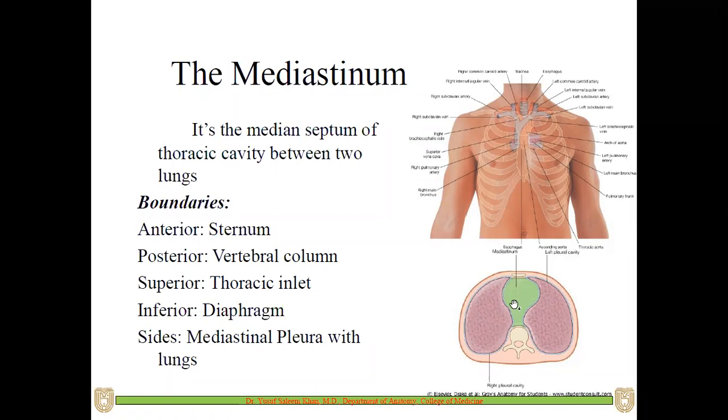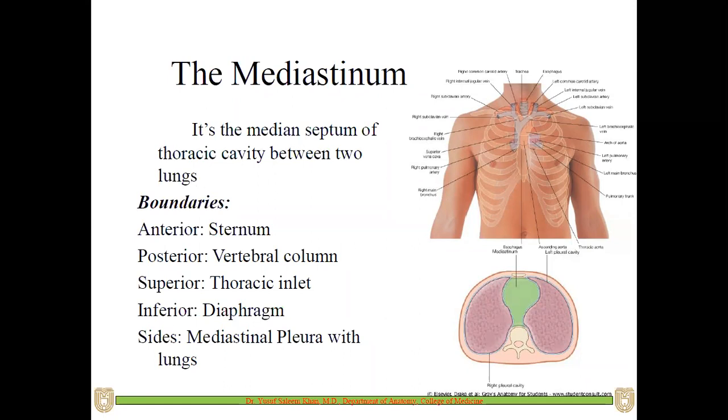So it means it is a middle septum-like structure of the thoracic cavity, because it is present in the thoracic region between the two lungs. Whatever region is there between the two lungs, and whatever structures come inside that region, this is called the mediastinum. So it's a median septum of the thoracic cavity between the two lungs.